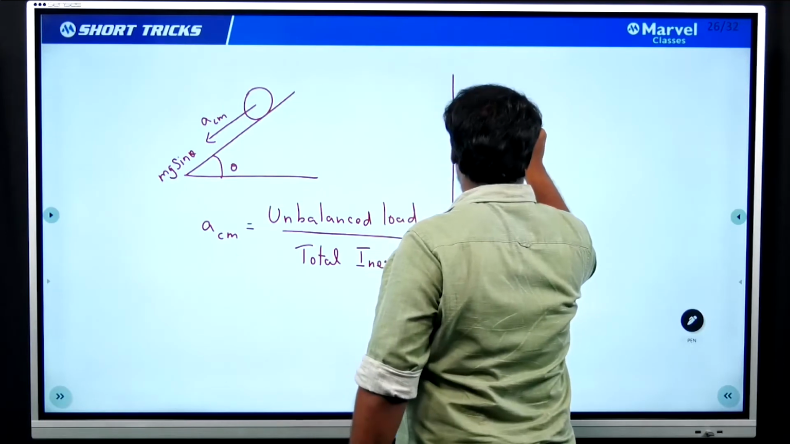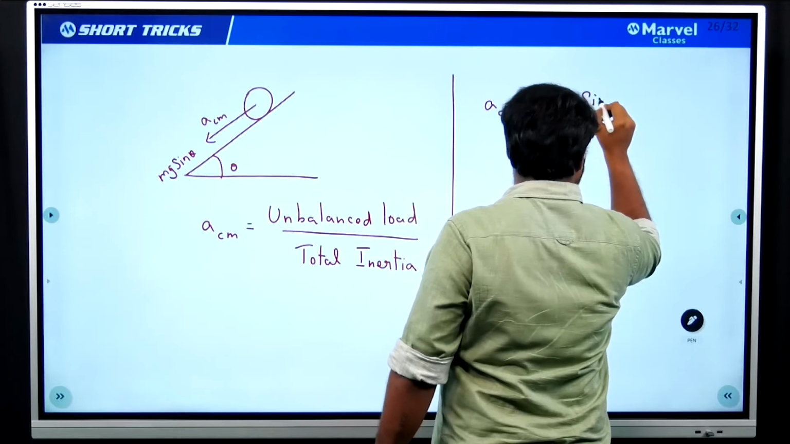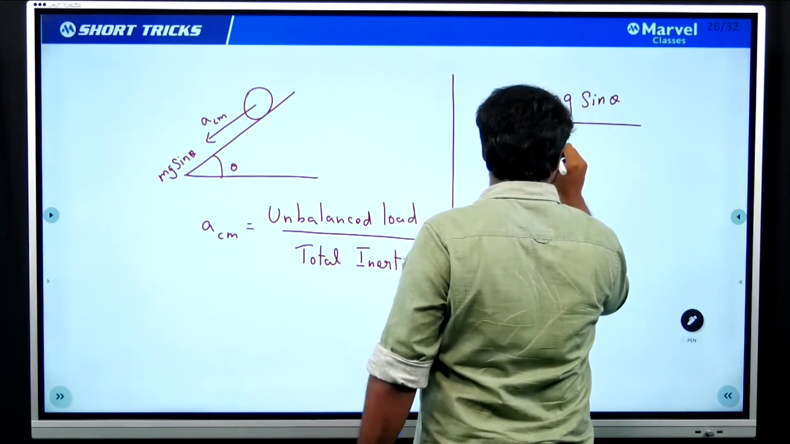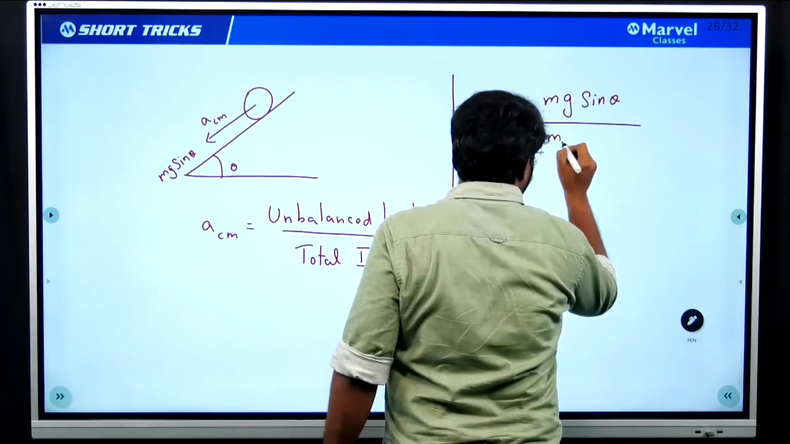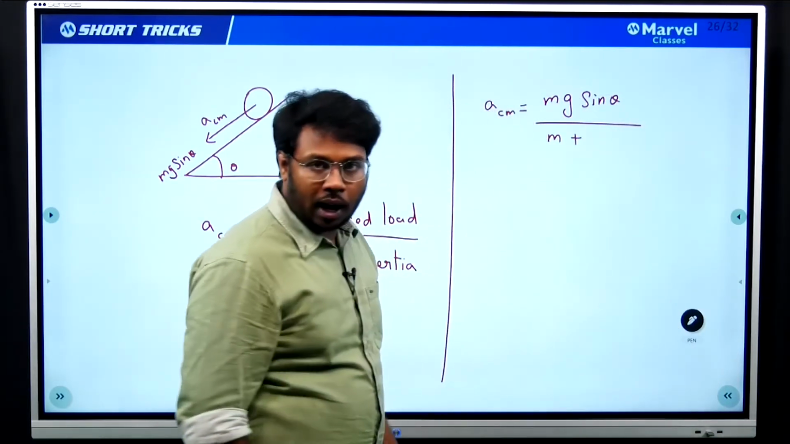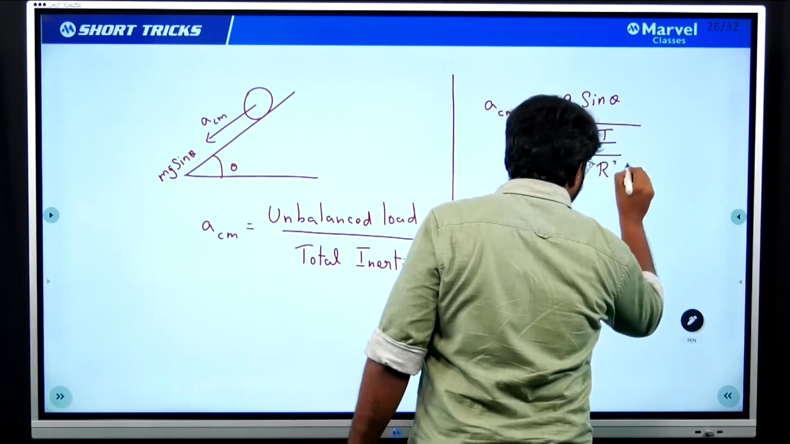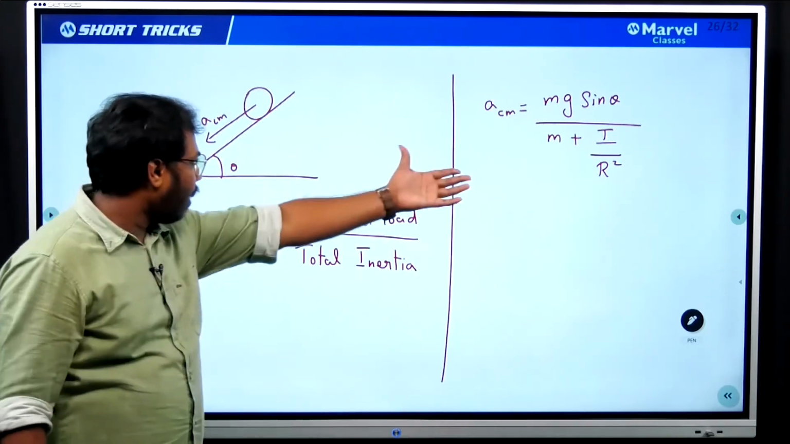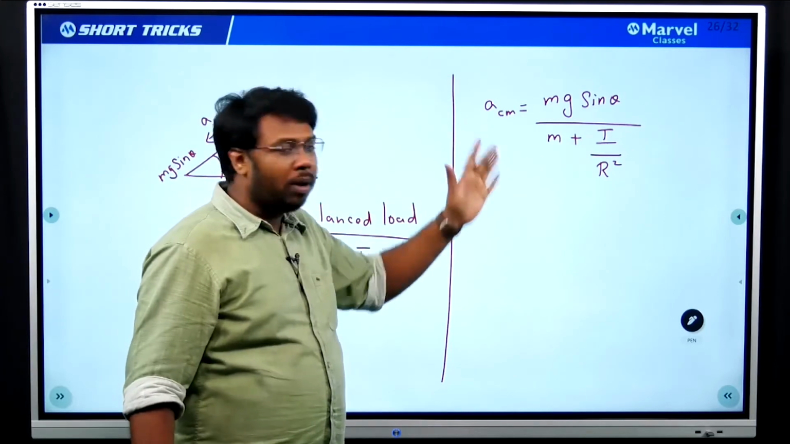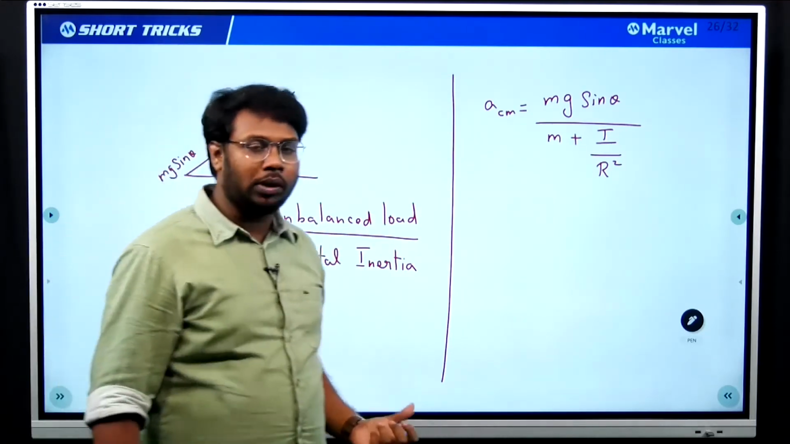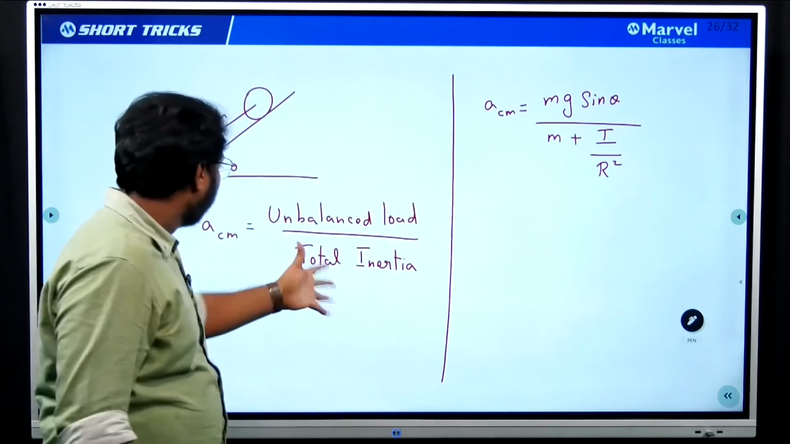So a_CM is equal to mg sin theta divided by the total inertia. What is the total inertia? It is m plus I by capital R squared, I by R squared. This is the exact formula that is going to help you solve this question in a single step: unbalanced load divided by total inertia.